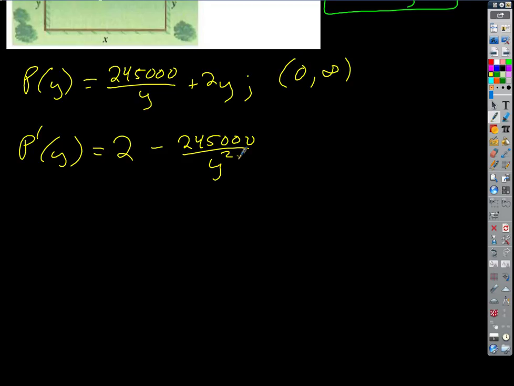Would it make sense to do a second derivative? I think it would, yeah, right? All you need to know is what the sign's going to be. So P double prime, this is really just equal to 2 minus 245,000 y to the negative 2. When I differentiate, that goes away. What do I get from this other part?